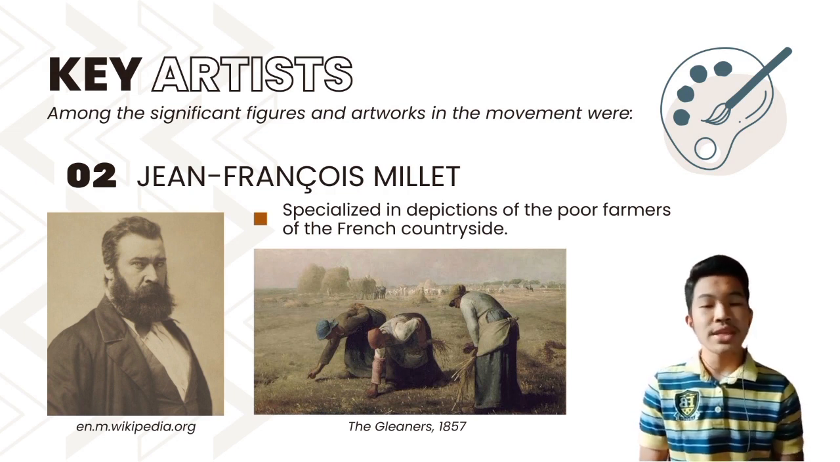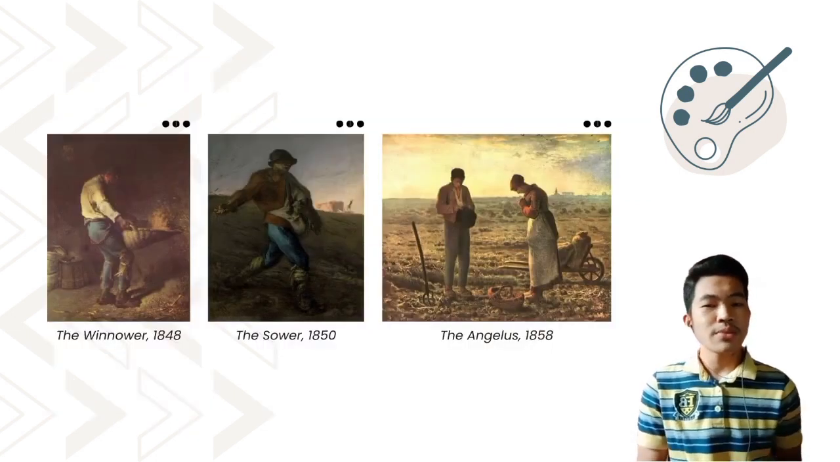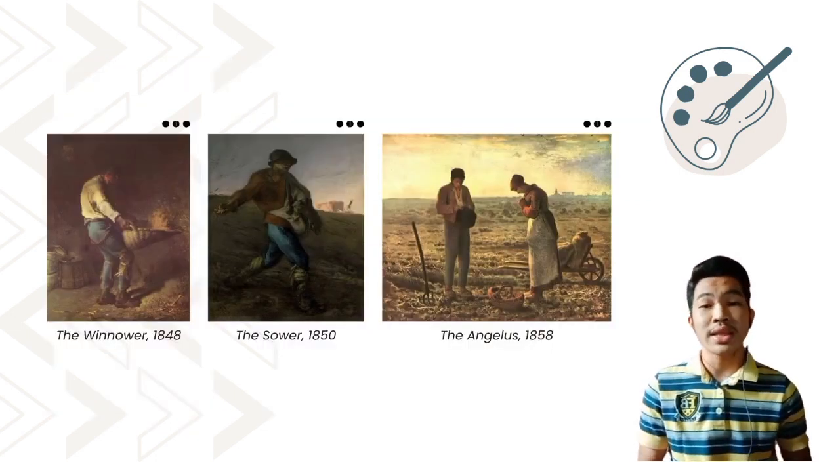His 1857 painting, The Gleaners, focuses on the physical skill required by three women working in a wheat field. Like Courbet's The Stone Breakers in 1849, the painting is meant to depict both the hardships and the dignity of regular people at work, bringing empathy and recognition to their difficult station in life. Millet's other famous paintings include The Winnower in 1848, The Sower in 1850, and The Angelus in 1858.